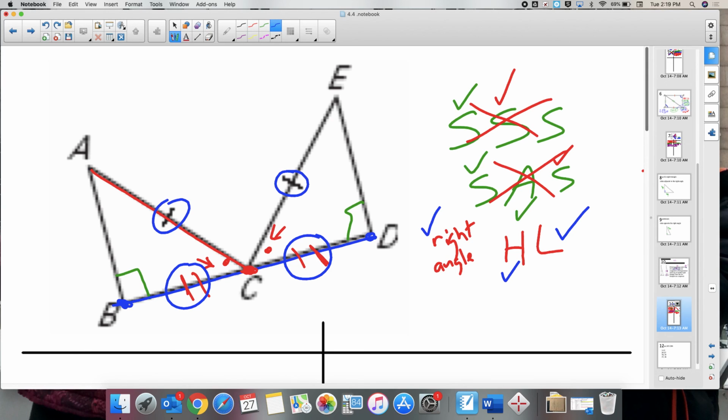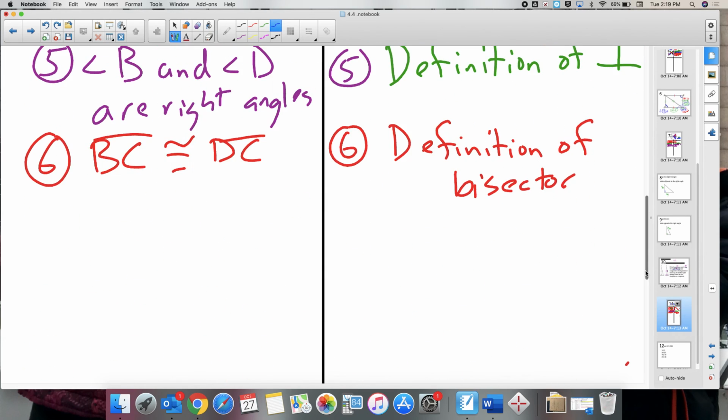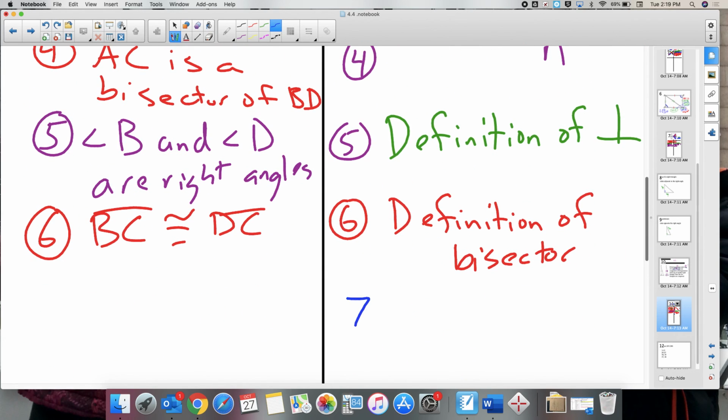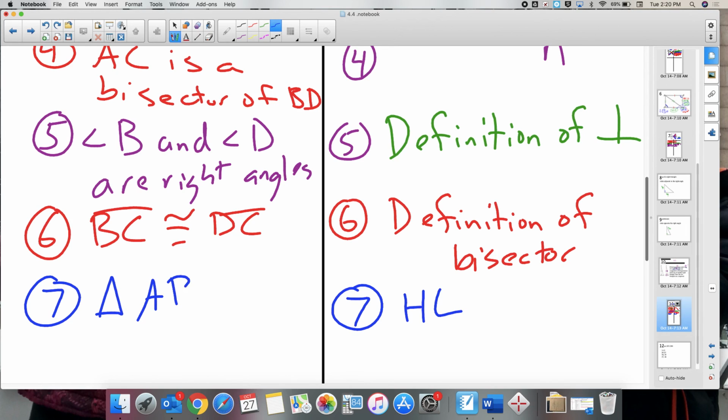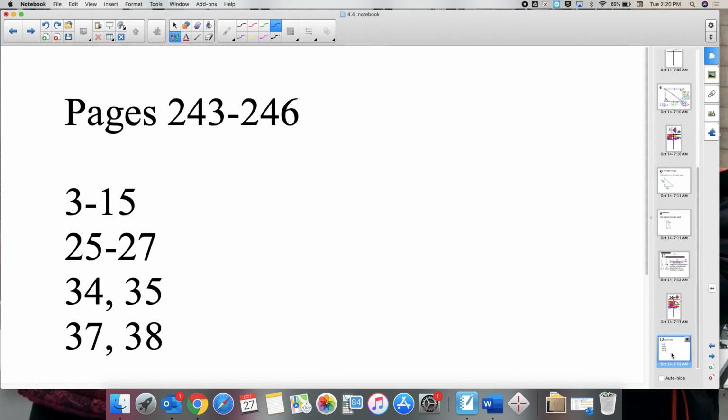So this is HL. Our two triangles are going to be congruent because of HL. And then we just named those two triangles. It was triangle ABC. It's congruent to triangle EBC. And there's our homework here.